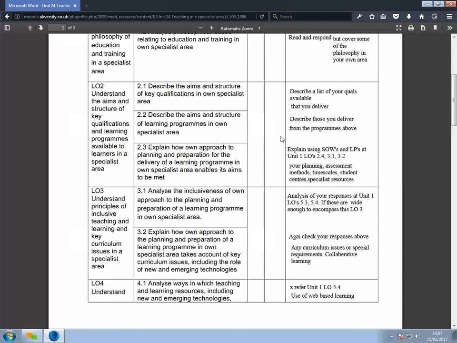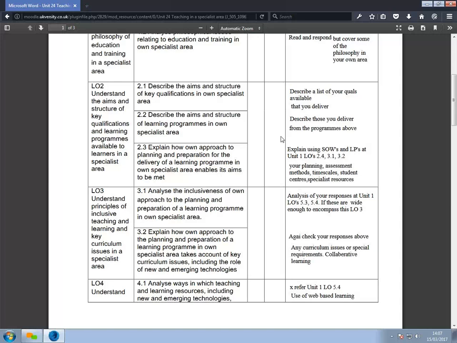Again, describe the aims and structure of the key qualifications in your own specialist area. Describe a list of your qualifications available that you deliver. Again, describe those you deliver from the programs above. For 2.2, explain your own approach to planning and preparation.